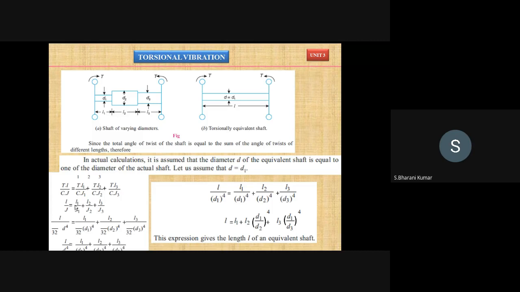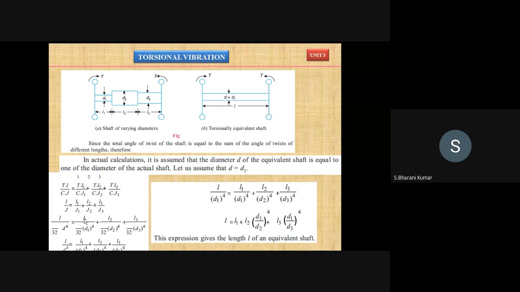So T and C are common, and L1 and J1 will vary here. So L by J equals L1 by J1 plus L2 by J2 plus L3 by J3. J is called the polar modulus, L is the length of the shaft. That is L divided by pi by 32 d to the power 4, and L1 divided by pi by 32 into d1 to the power 4, and it continues like that.